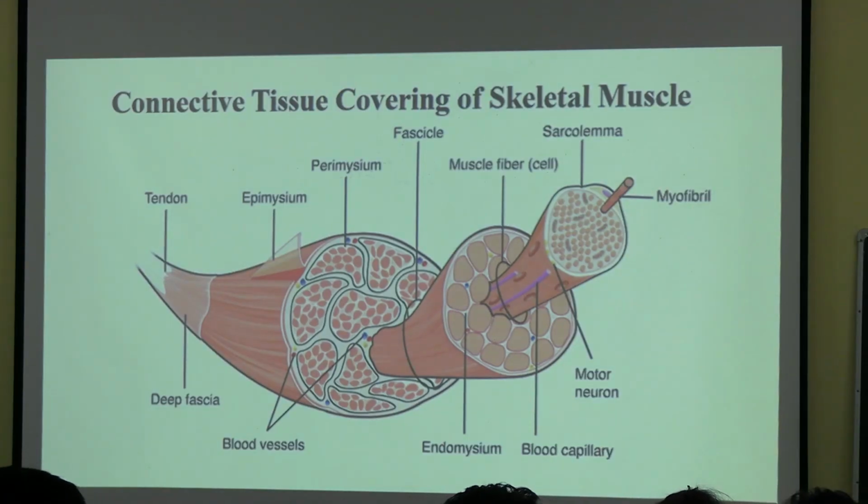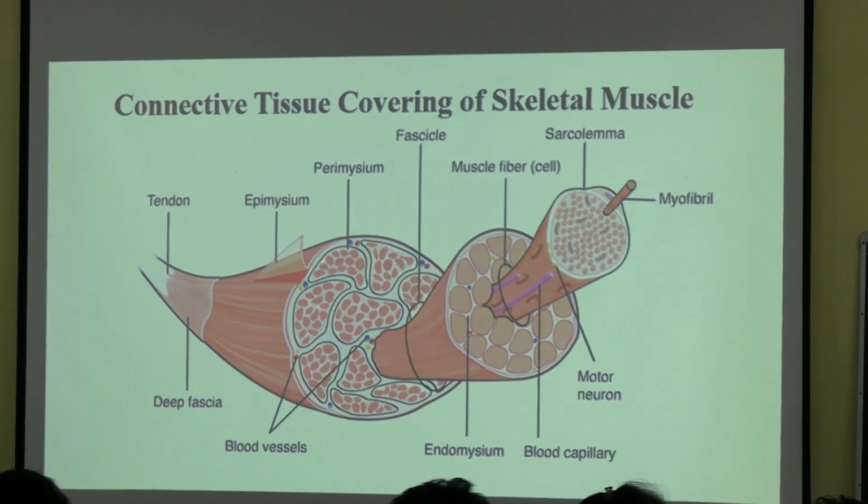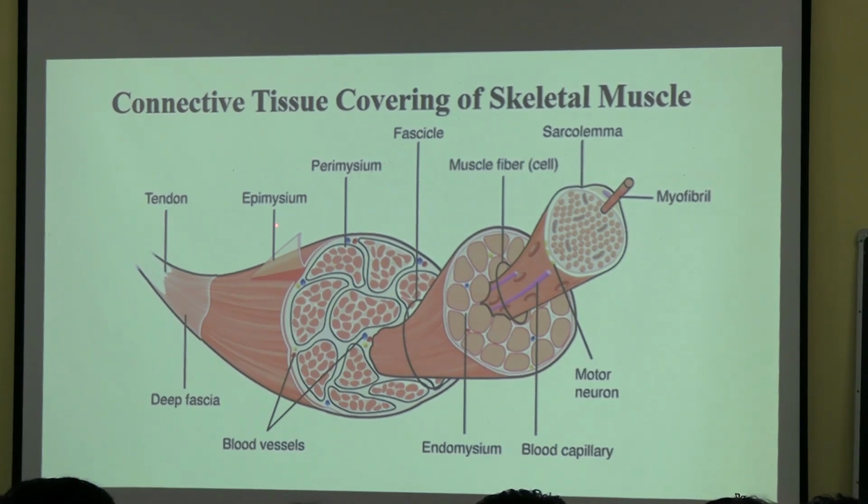Now, as I mentioned earlier, there is a connective tissue covering for skeletal muscle. Now you can see 3 layers of connective tissue covering for the skeletal muscle. Can you see over here? First you can see the epimysium, then the perimysium, and then the endomysium. This is the endomysium. Now what exactly is this connective tissue covering? Any idea?